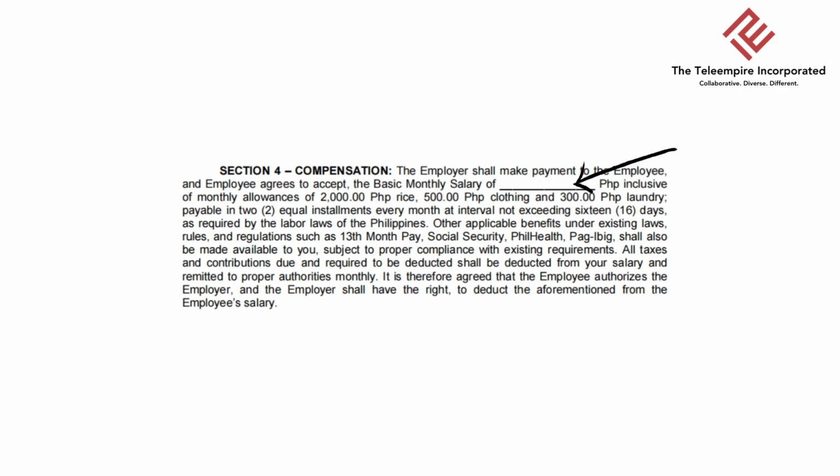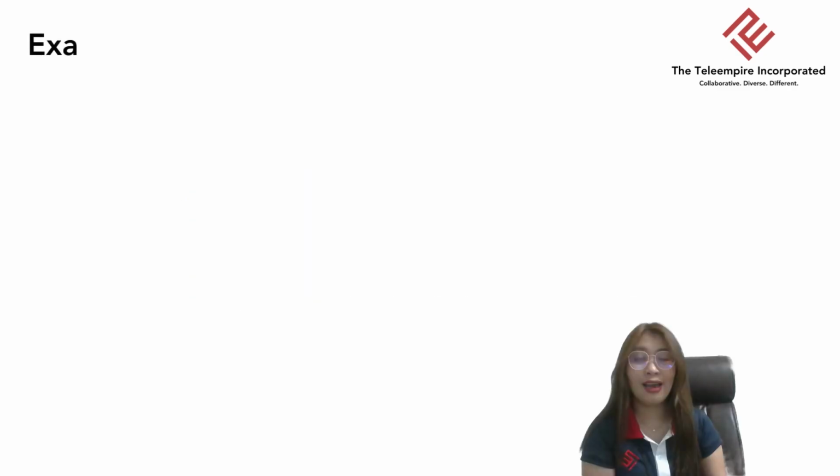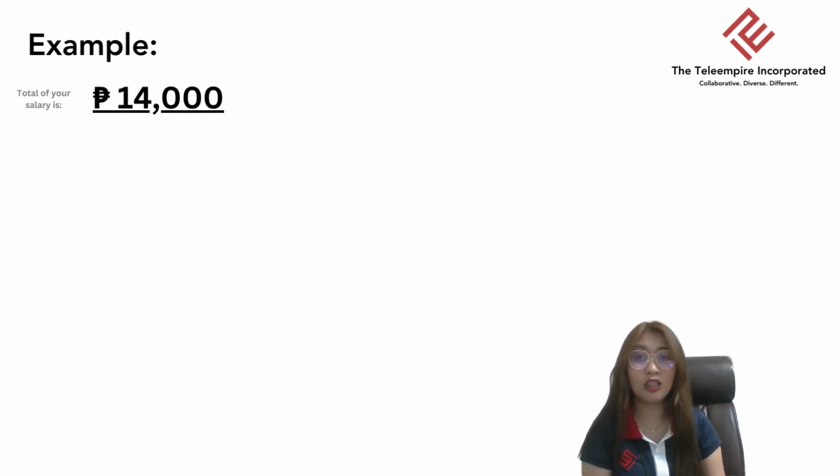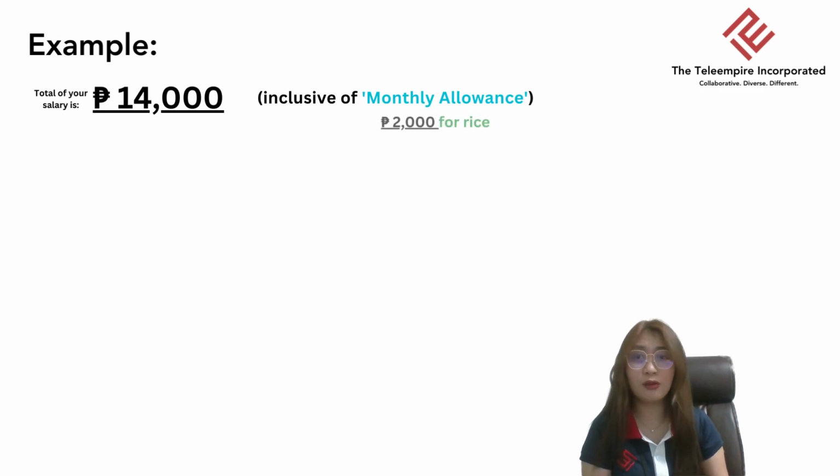In this line, we will be indicating the compensation amount that your manager or supervisor agreed upon during your final interview. While reading this section, you will notice that there is an inclusive monthly allowance, which covers rice, clothing, and laundry. I will provide an example. Let's say your agreed salary is 14,000 pesos, which includes a monthly allowance. The allowance consists of 2,000 pesos for rice, 500 pesos for clothing, and 300 pesos for laundry.